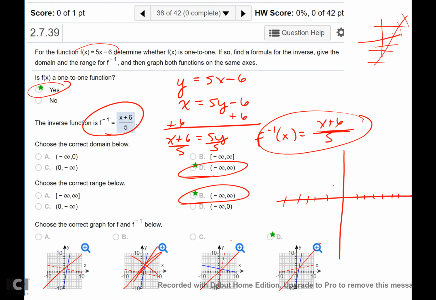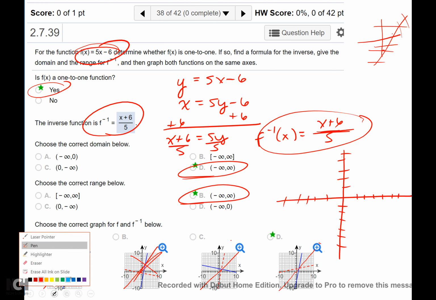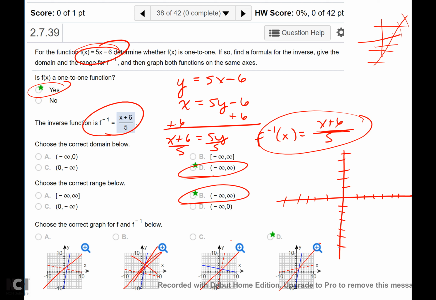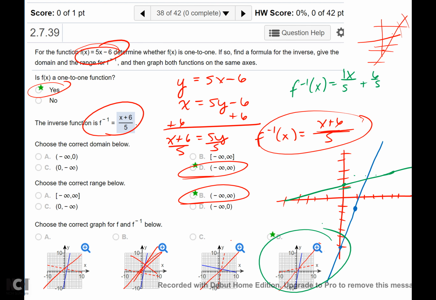If you were graphing this, to graph the original function, f, you would start at negative 6, and you'd go up 5 and over 1. There's f. Graph f inverse: this would be 1/5 x, or x over 5, which is 1/5 x, plus 6/5. So you'd start at a little more than 1, and you'd go up 1 and over 5. 1, 2, 3, 4, 5. So it's got to be this one. And that's the graph.